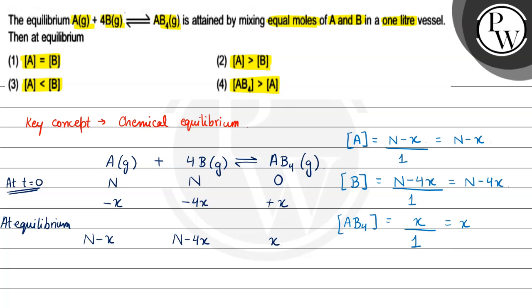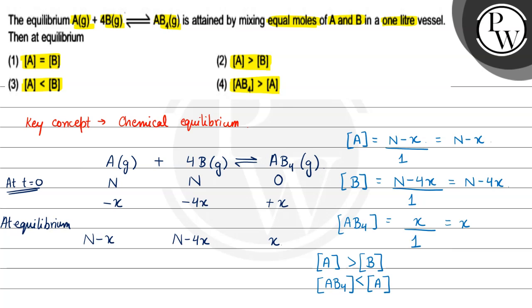अब देखा जाए तो B जो है वो ज्यादा डिसोसिएट कर रहा है देन A because according to the stoichiometry A and B are in the ratio 1:4. So I can deduce from this that concentration of A at equilibrium is more than the concentration of B at equilibrium. Also, concentration of AB4 is less than the concentration of A at equilibrium.